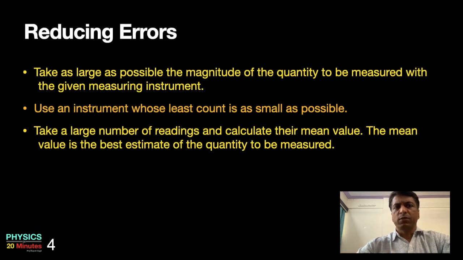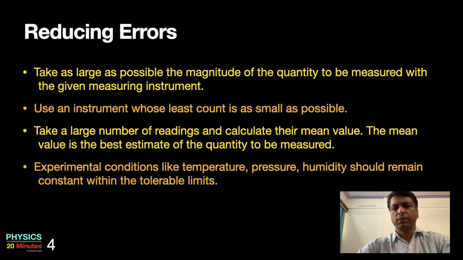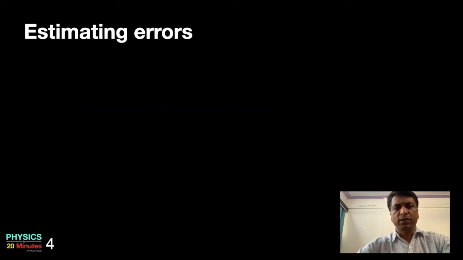Take a large number of readings and calculate their mean value. The mean value is the best estimate of the quantity to be measured. Experimental conditions like temperature, pressure, humidity should remain constant within the tolerable limit. Remember, it's a very challenging task to control these parameters in a student laboratory, but a point must be remembered.